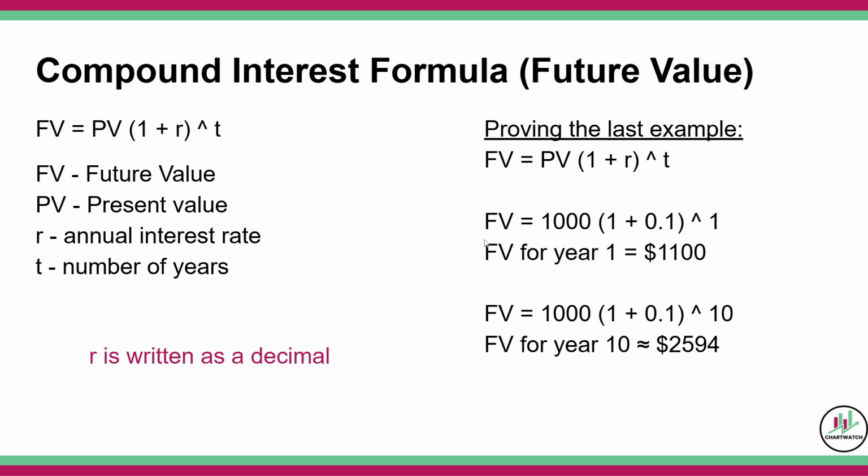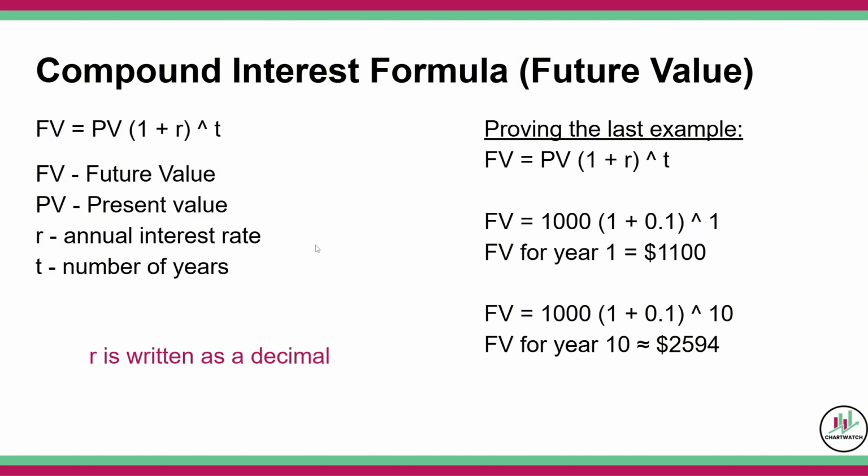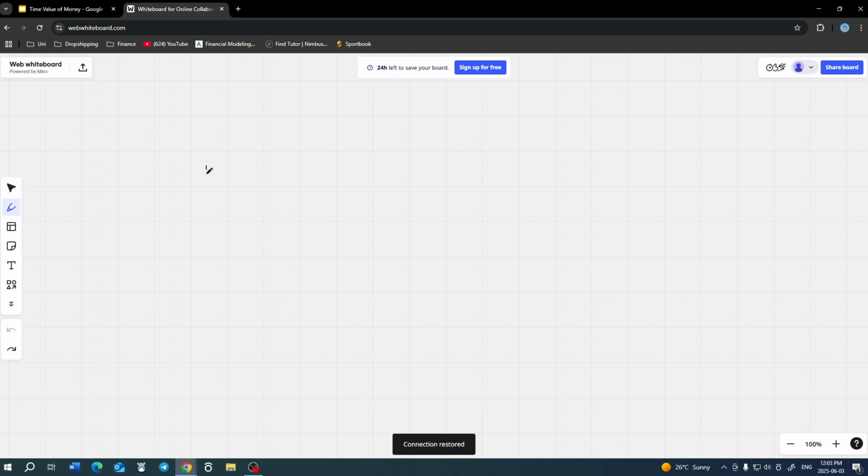We could also do the opposite. What if we're given this future value and we want to find the present value? So this is the compound interest present value formula. The only thing that we do here is, if you write it out like this, future value is equal to PV times all this to the power of T. To find the present value, all you have to do is isolate.